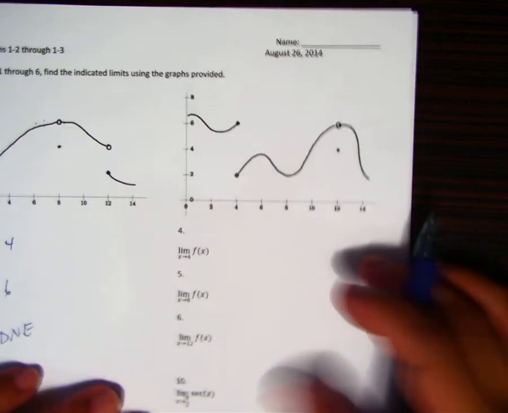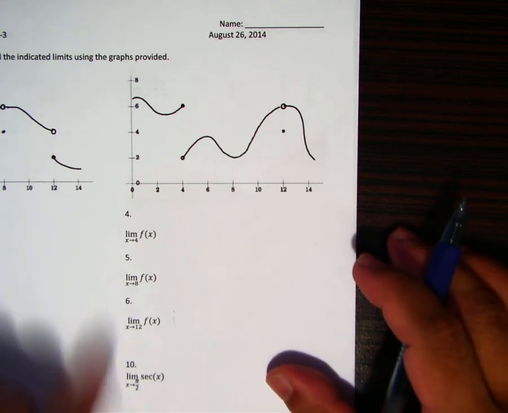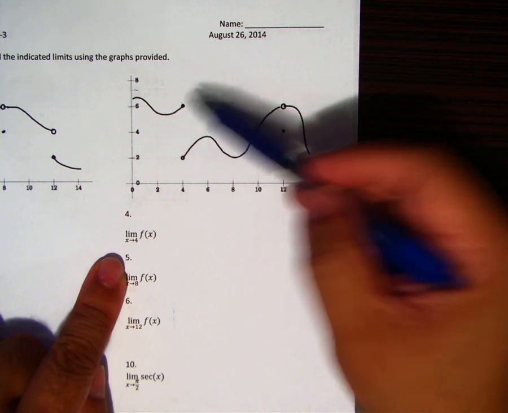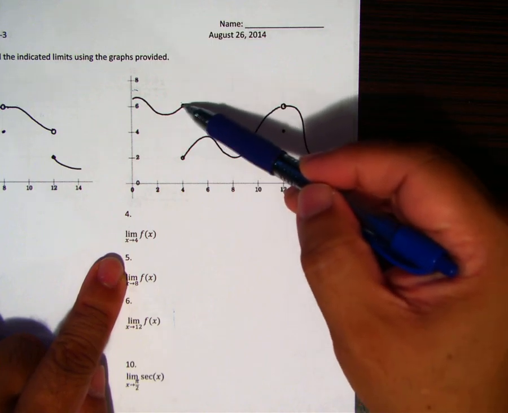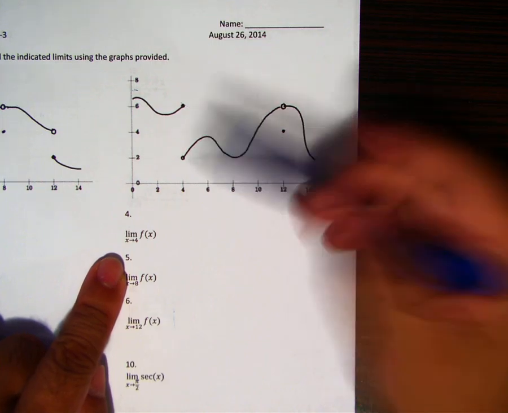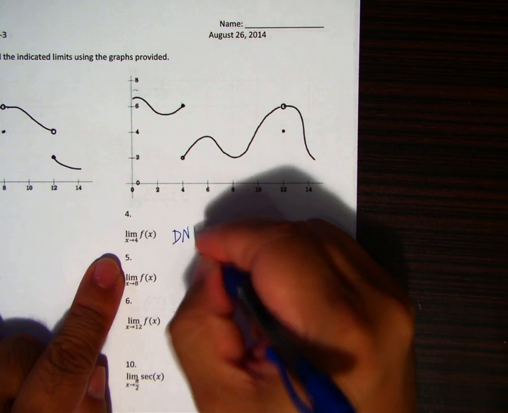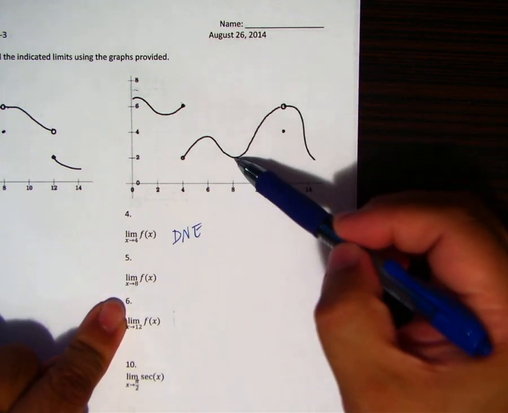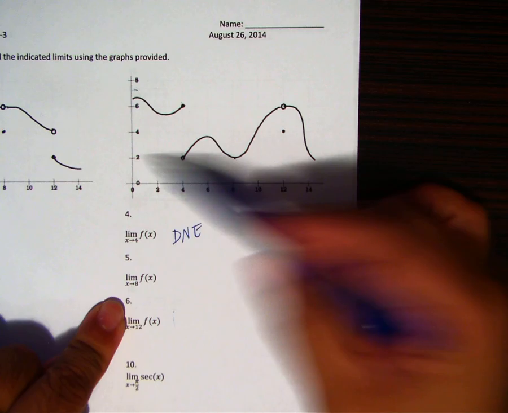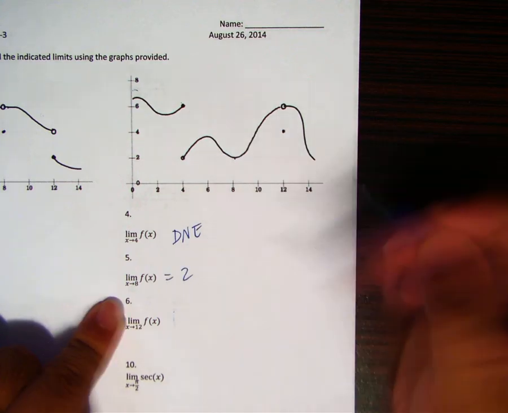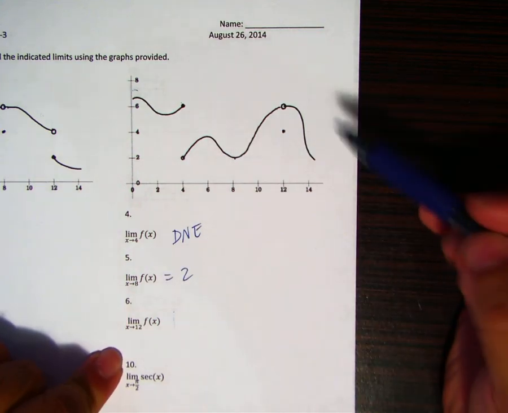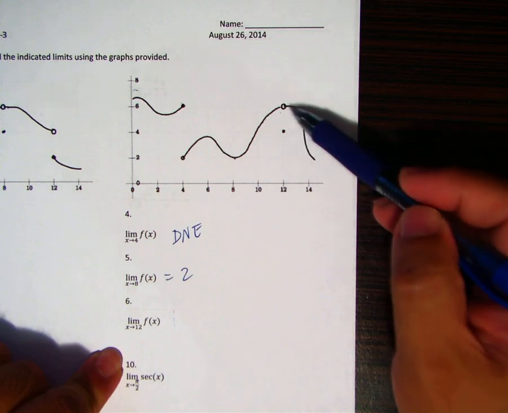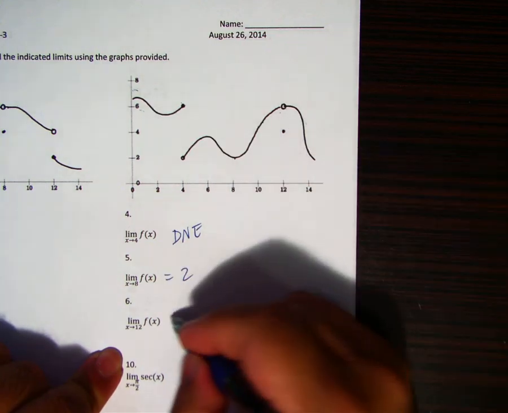Number 4. X approaches 4. Same thing as number 3. From the left, it's approaching 6. From the right, it's approaching 2. So the limit does not exist. Number 5. X approaches 8. Nothing weird going on there. It's equal to 2. Number 6. X approaches 12. From the left, from the right is the same. So the limit is 6.